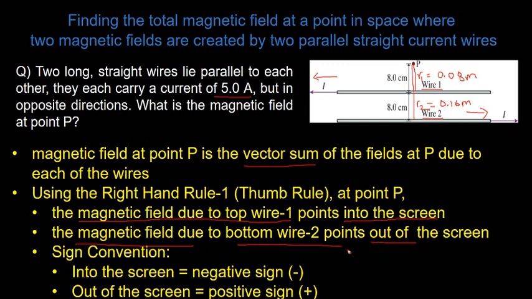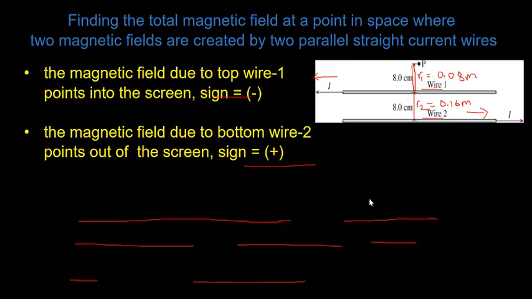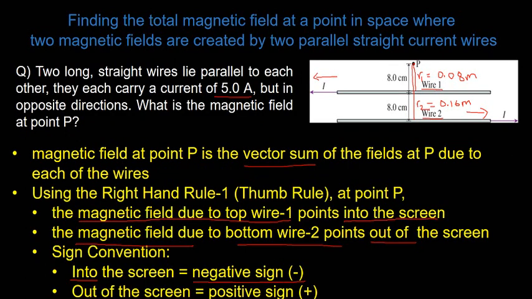And there is a sign associated with into and out of the screen. These are the sign conventions. Into the screen is typically referred to as a negative sign, and out of the screen is given by a positive sign. So this will be useful for us when we try calculating the net field. Let us keep this in memory, that the out of screen field is positive and the into screen field is negative.